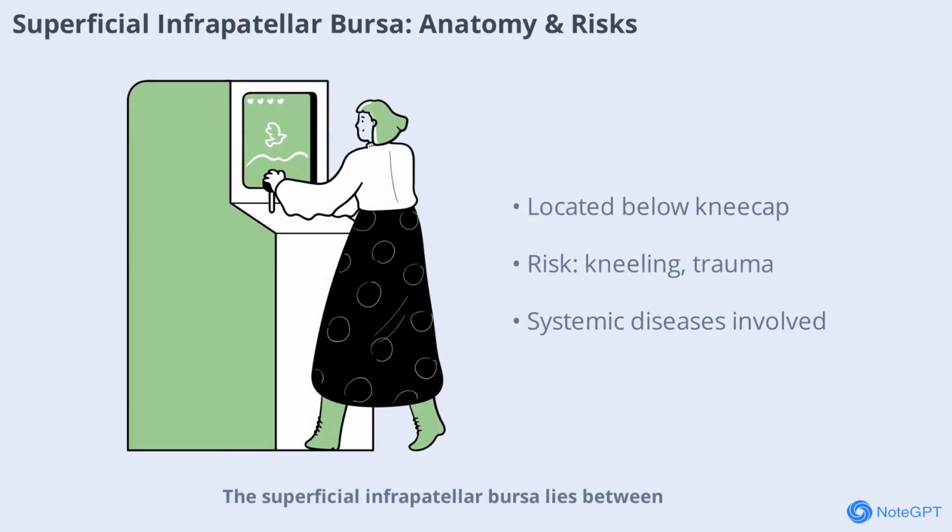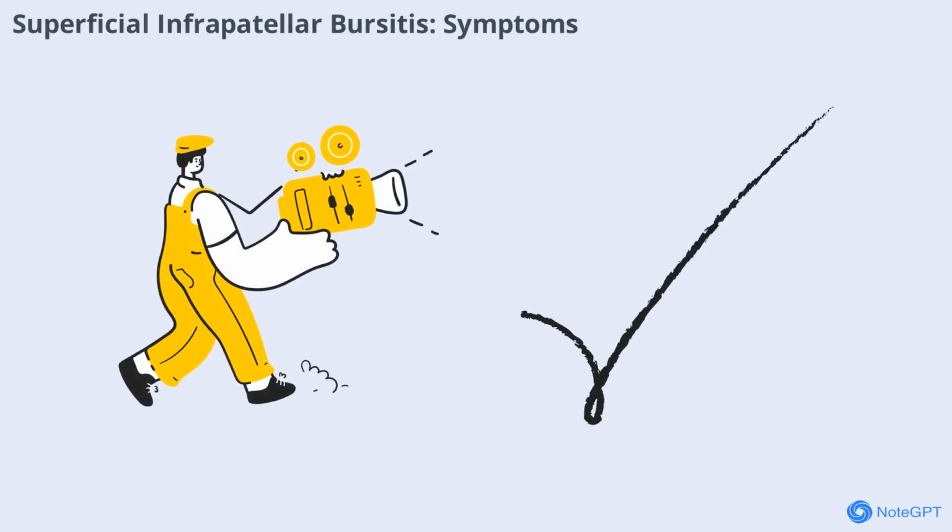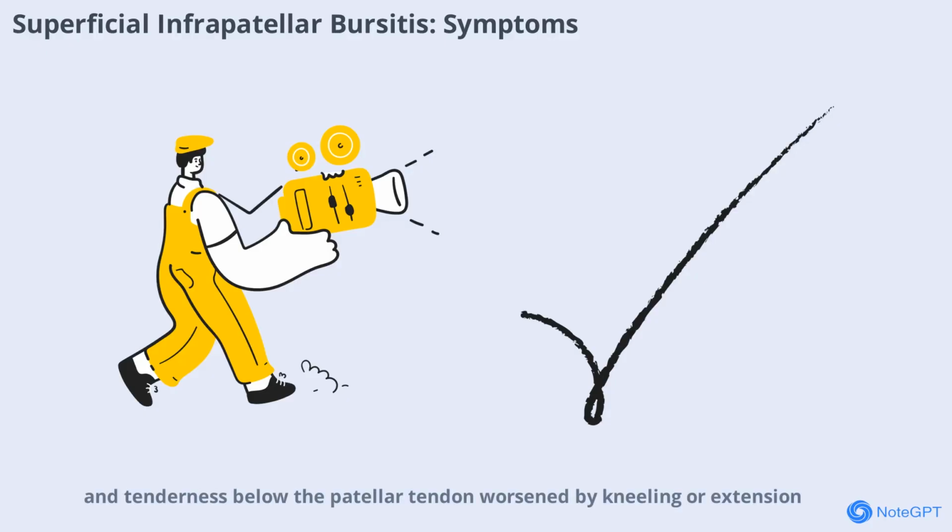Superficial infrapatellar bursa lies between the skin and the patellar tendon, just below the kneecap. It's prone to inflammation from repetitive kneeling or trauma, especially in occupations like carpet laying or sports like volleyball. Systemic conditions such as gout or rheumatoid arthritis can also involve this bursa, particularly in chronic or bilateral cases. This condition typically presents with localized pain, swelling, and tenderness below the patellar tendon, worsened by kneeling or extension.